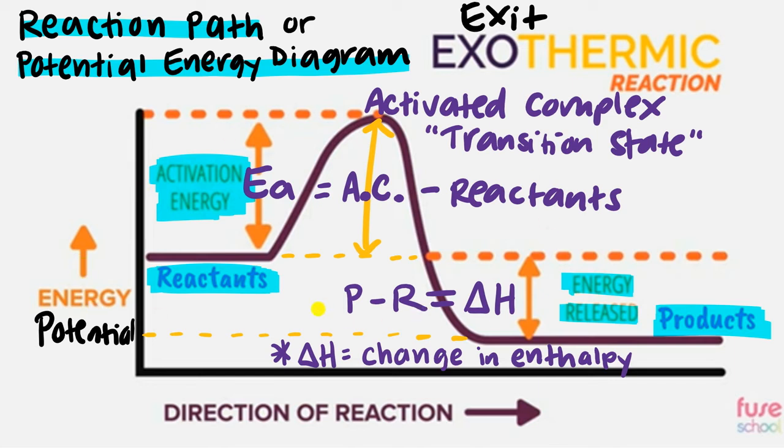So big picture here, guys, we want to see that an exothermic reaction has an energy path diagram in which the products have less energy than the reactants. And the difference between the products and reactants is called the change in enthalpy, or delta H. And then one more thing to note is that the amount of energy needed to start the reaction, called the activation energy, is going to be found by taking the activated complex at the top of the graph and subtracting the value of your reactants.